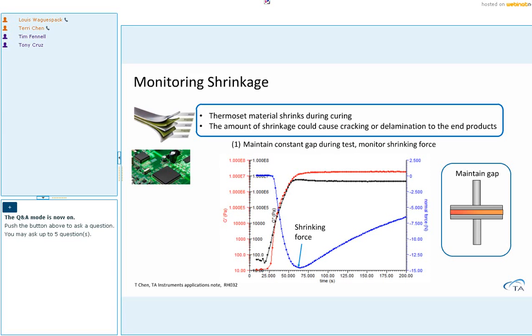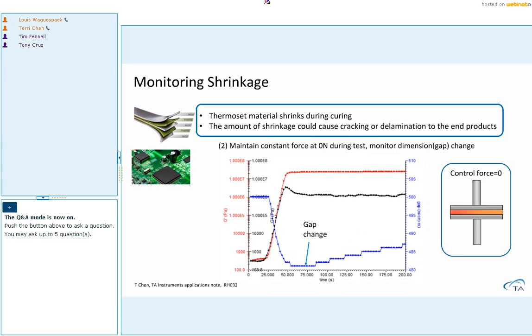The first method is, during the measurements, you hold the sample gap constant. Then the instrument's axial force transducer actively records how much force is built up throughout curing. This result shows the shrinking force of this system built up as high as 15 Newtons across a 20 millimeter diameter plate. The other method to measure shrinkage is by actively adjusting the instrument head to release the shrinking force. If during the curing measurement you actively move the instrument head to release the force built up in the sample, then you can measure how much the gap is changing during curing.